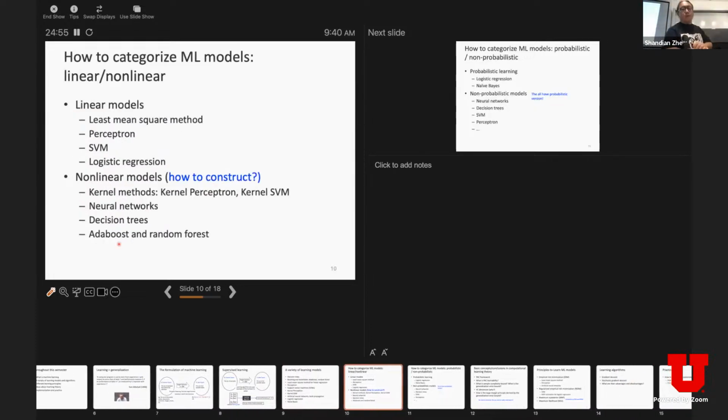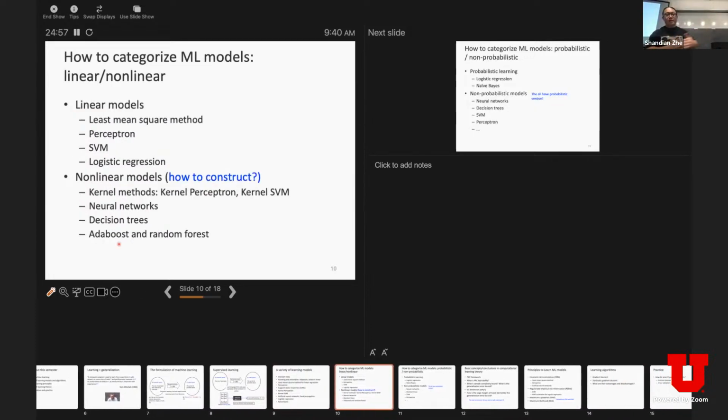And those machine learning models can be roughly characterized as linear and nonlinear models. So linear models include least mean square method, perceptron, SVM, logistic regression, right? And nonlinear models include kernel methods, right? If you inject kernel methods into these linear models, they become nonlinear. Neural networks and decision trees, right? So don't forget, decision trees are highly nonlinear models. It's not a linear model, right? And it boosts in random forest.